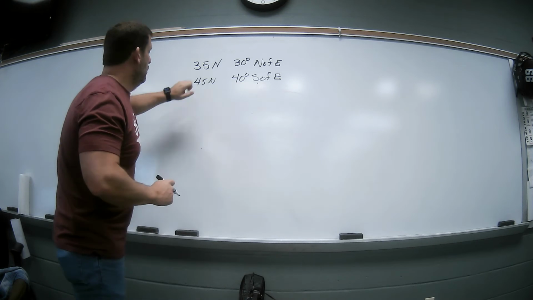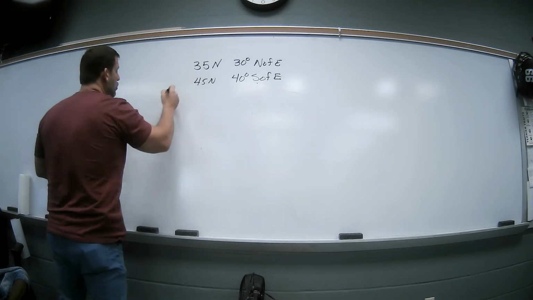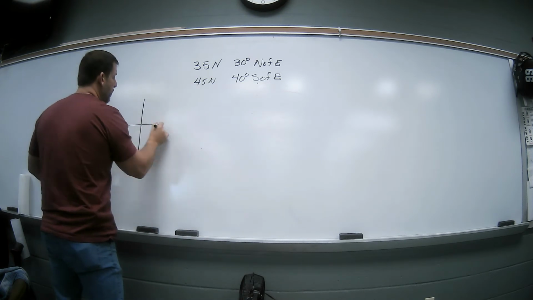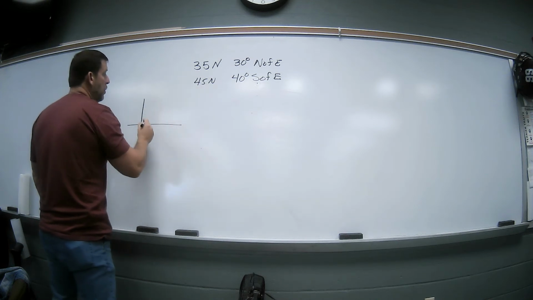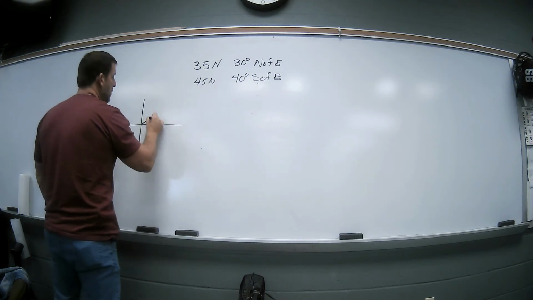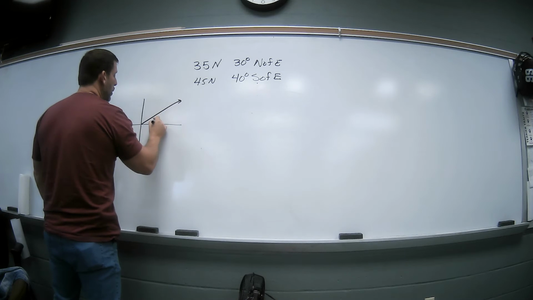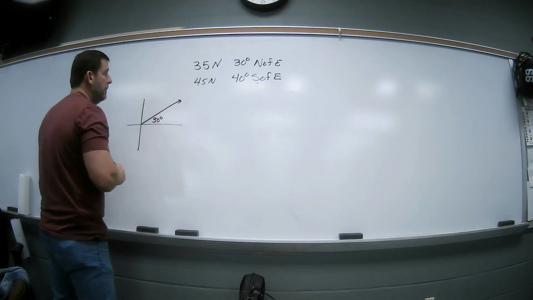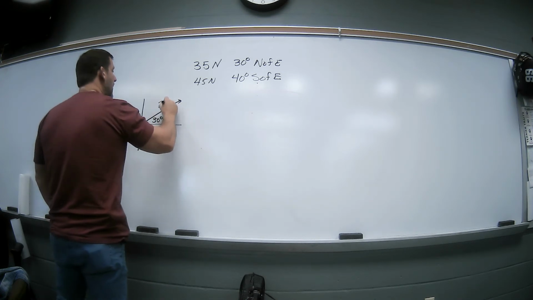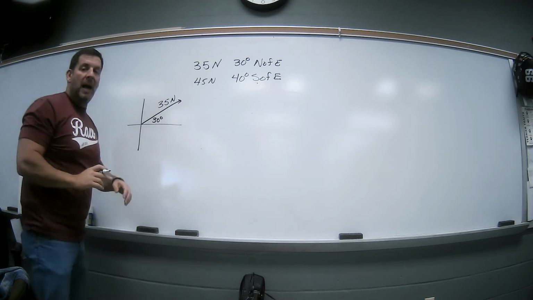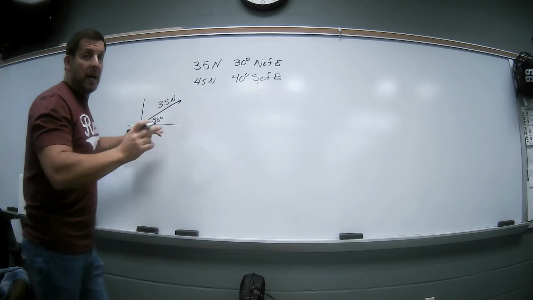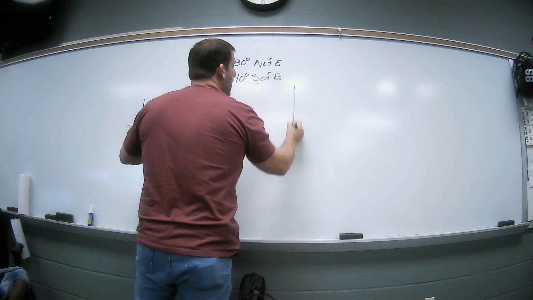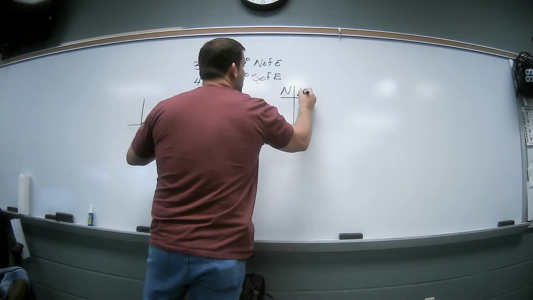So here's what I'm going to do. I'm going to draw this. We're going to do each one of these separately. This is 35 newtons, 30 degrees north of east. So watch what I'm going to do. Boom, boom, 30 degrees. And this is 35 newtons. Now, this is your vector. And I said everything can be broken into a northward and an eastward component.